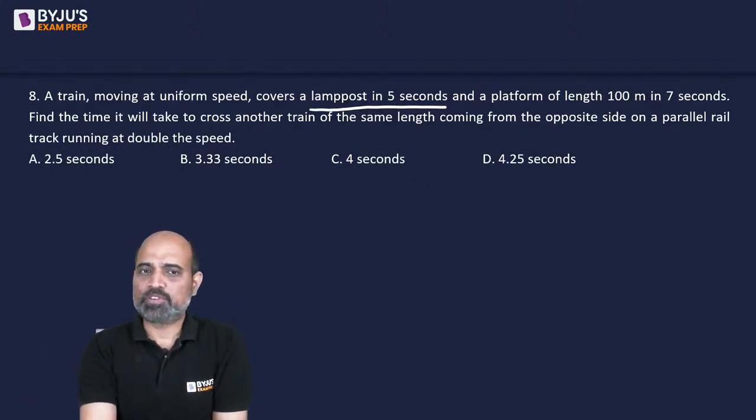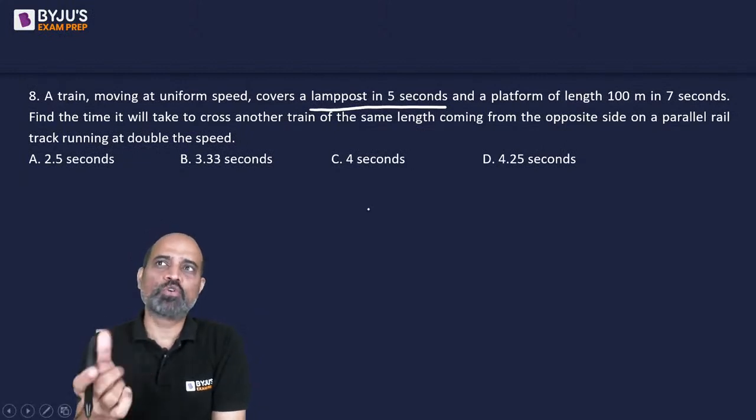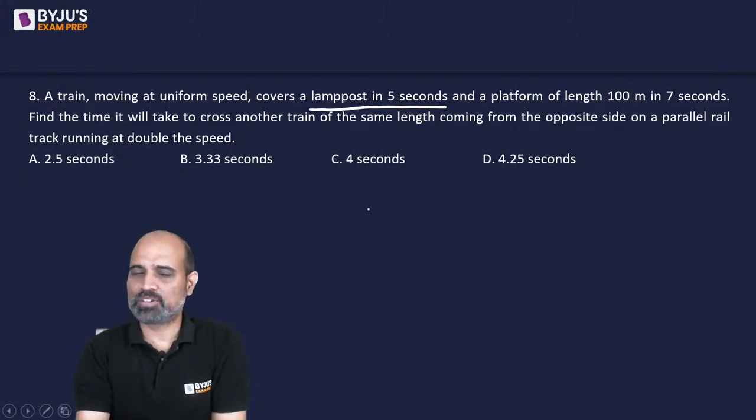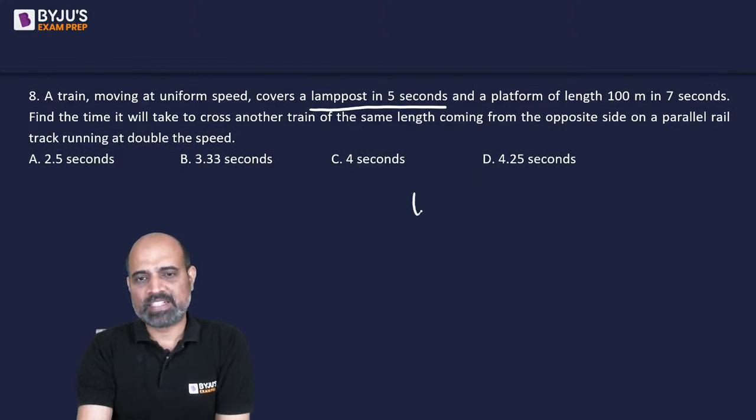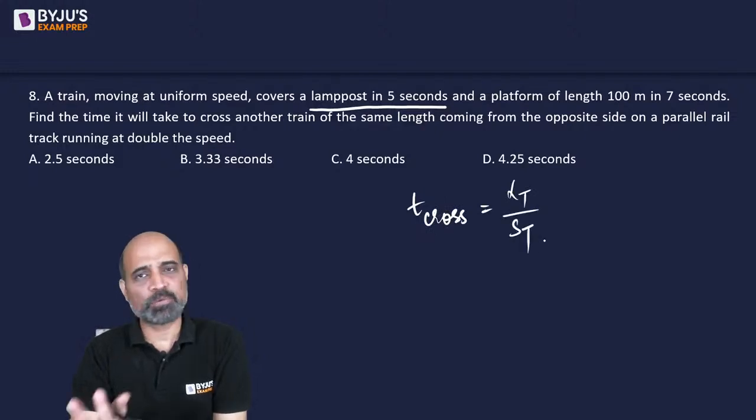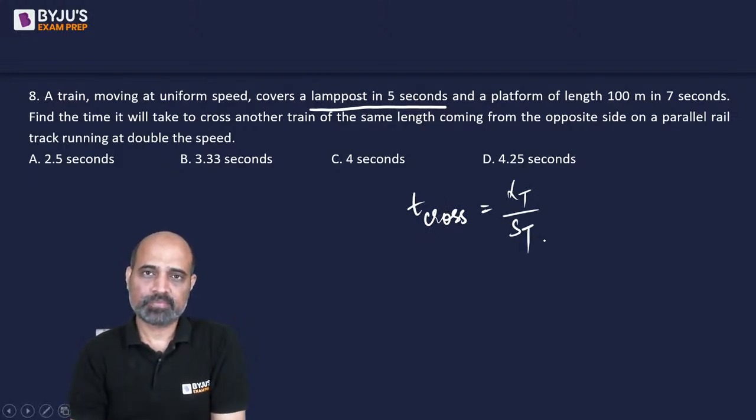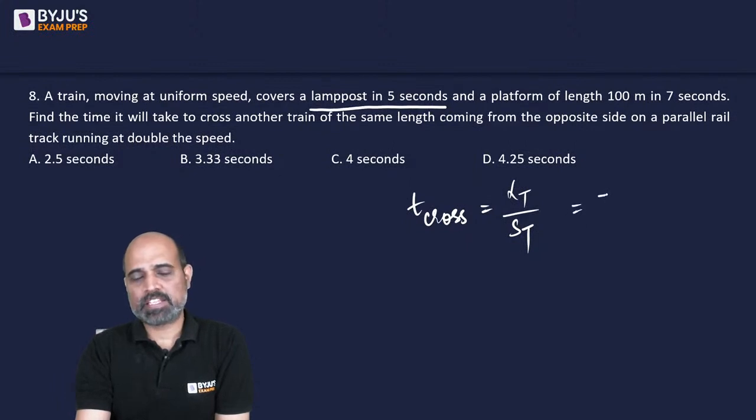So I believe you guys know that for a train or car crossing a stationary object with no width, the time it takes to cross such a body is the length of the train divided by the speed of the train. You would know this, right? This is given as 5 seconds.